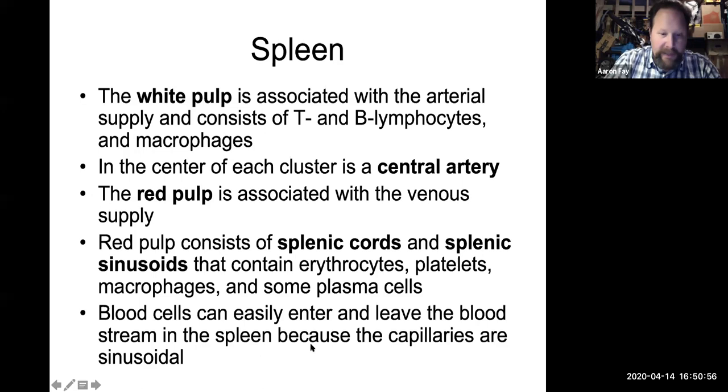Blood can easily enter and leave the bloodstream in the spleen because the capillaries are sinusoidal. So remember that we had continuous, fenestrated, and sinusoidal capillaries. Anywhere you would have a large number of cells entering and leaving, you have sinusoidal capillaries. The first place we mentioned was in bone marrow, because that's where a lot of cells enter the circulatory system, and here in the spleen, sinusoidal capillaries.